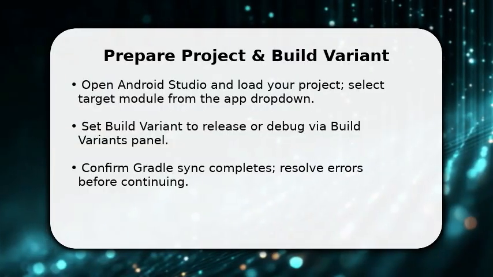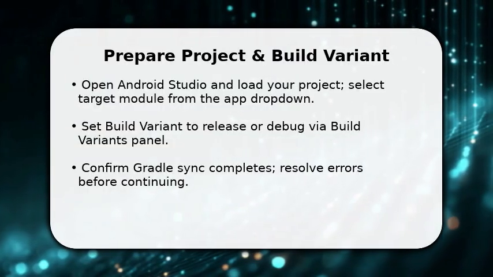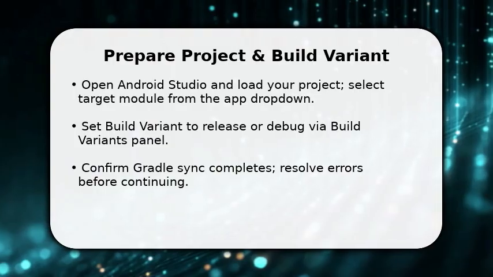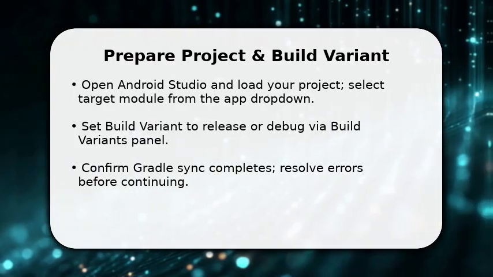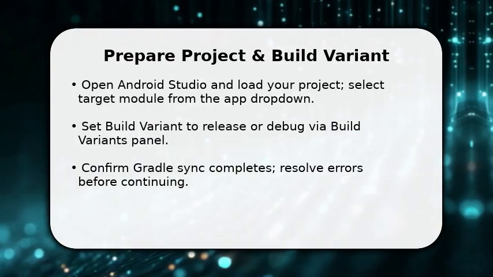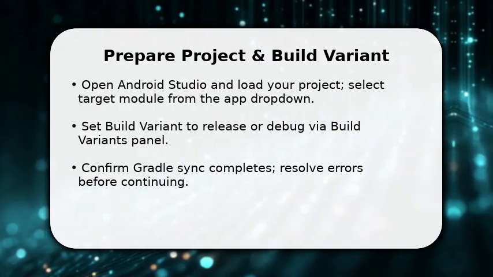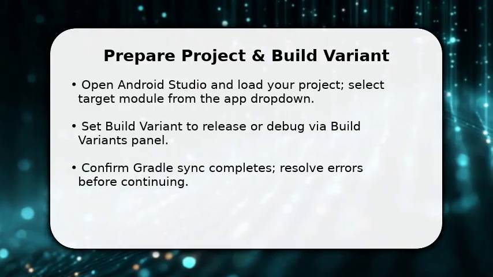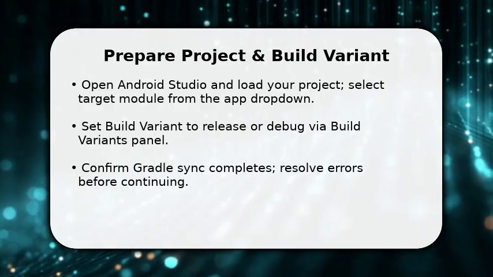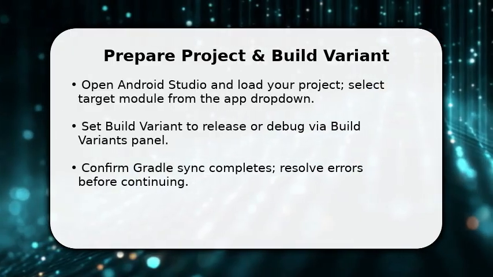You start by getting the project ready and choosing the build variant you need. Open Android Studio, select the app module, then switch build variant to release or debug depending on your goal. Make sure Gradle sync finishes without errors. If something breaks, resolve it now so the build can proceed.